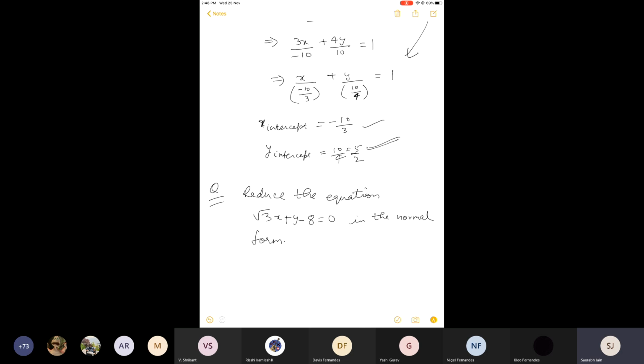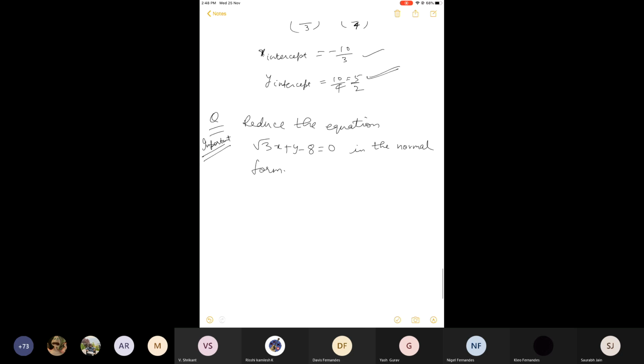This question is very important because here you are asked to change it in the normal form. Normal form, that is perpendicular form. If you remember, that used to be x cos alpha plus y sin alpha equals p. So I will tell you what are the steps that you have to follow. Listen very carefully.